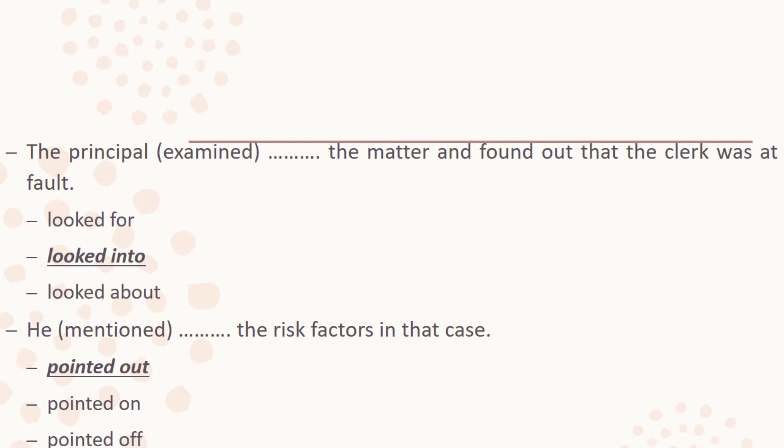He mentioned the risk factors in that case. Pointed out, pointed on, pointed off. He pointed out the risk factors in that case.